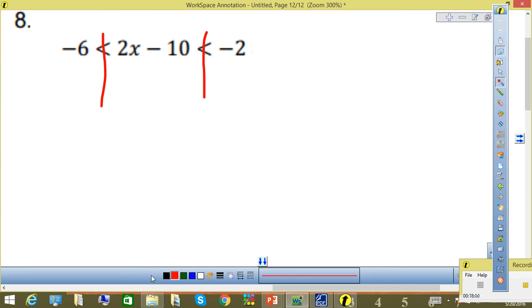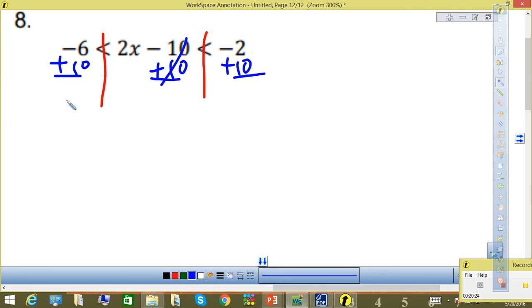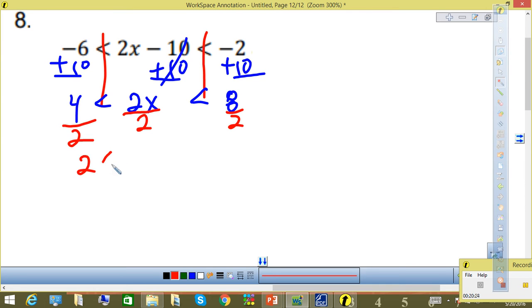What do I do from there, Fernando? Add 10 to everything. We're left with 4 less than 2x less than 8. And then? Divide everything by 2. Therefore, 2 less than x less than 4.